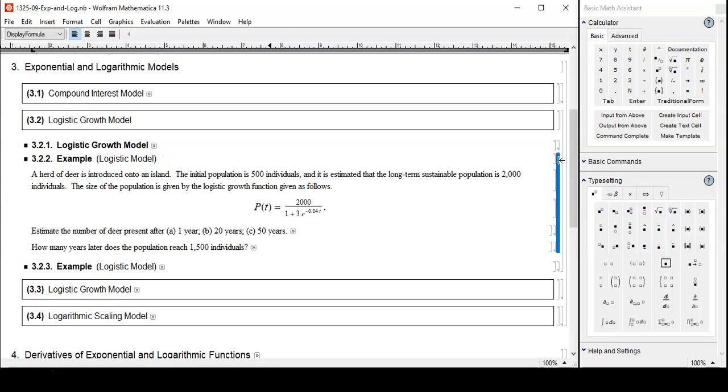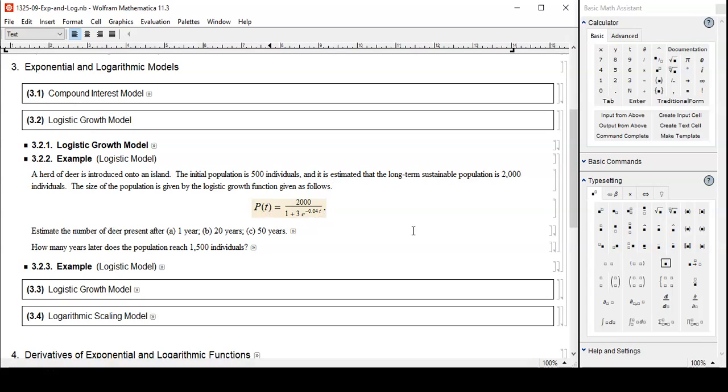Let's see. Here's an application problem. A herd of deer is introduced onto an island. The initial population is about 500 individuals, and it is estimated that the long-term sustainable population is 2,000. That's the equilibrium. And the size of the population is given by the logistic growth function as follows.